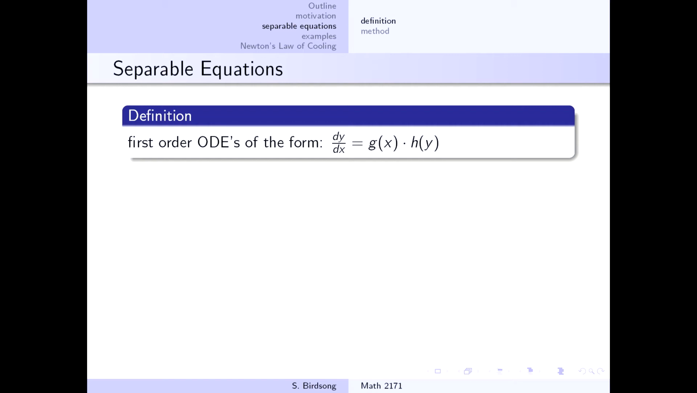This video will go over separable equations, what they look like, what the method is for solving those equations, as well as several examples. So the first thing is to look at what a separable equation is. Separable equations are first order differential equations, so you will have at most a first derivative, in fact exactly one first derivative. Notice also the key defining feature of a separable equation.